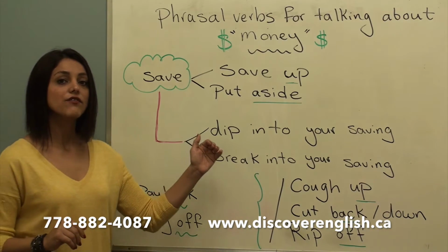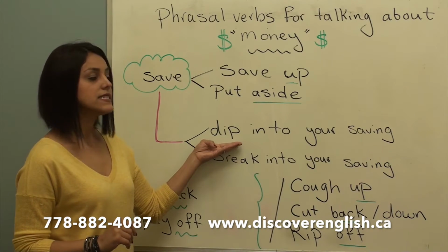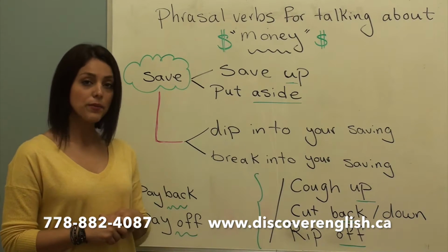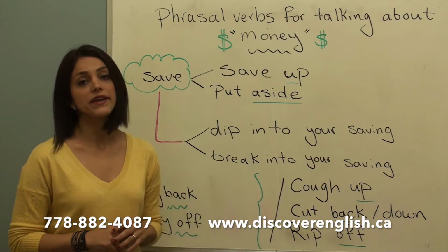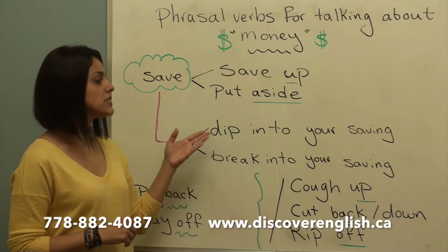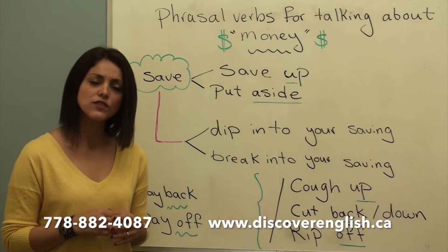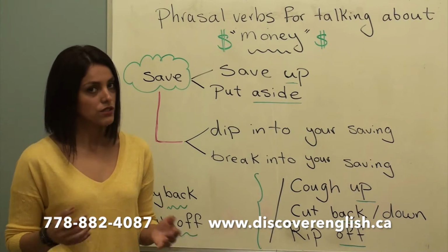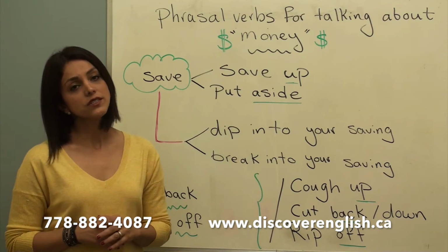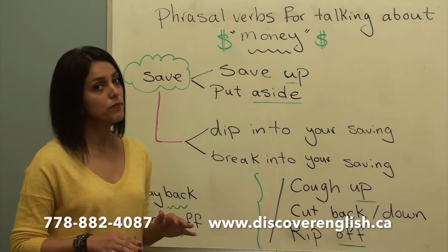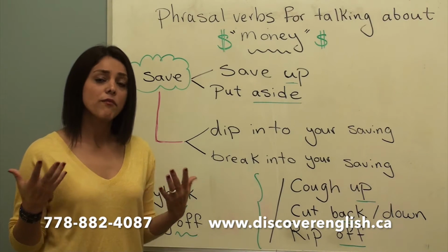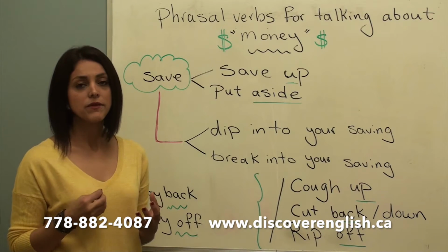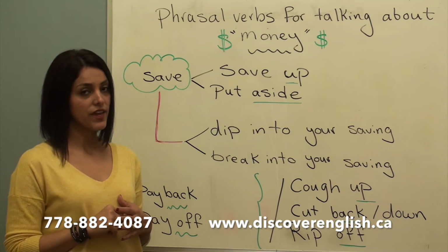The other phrasal verb that I want to teach you is dip into or break into. So you can say, I dip into my account. When you say, I dip into my savings, it means, for example, you need money for doing something, like you want to go on vacation. So you dip into your savings. Maybe it's not a lot of money and it doesn't hurt your checking account.